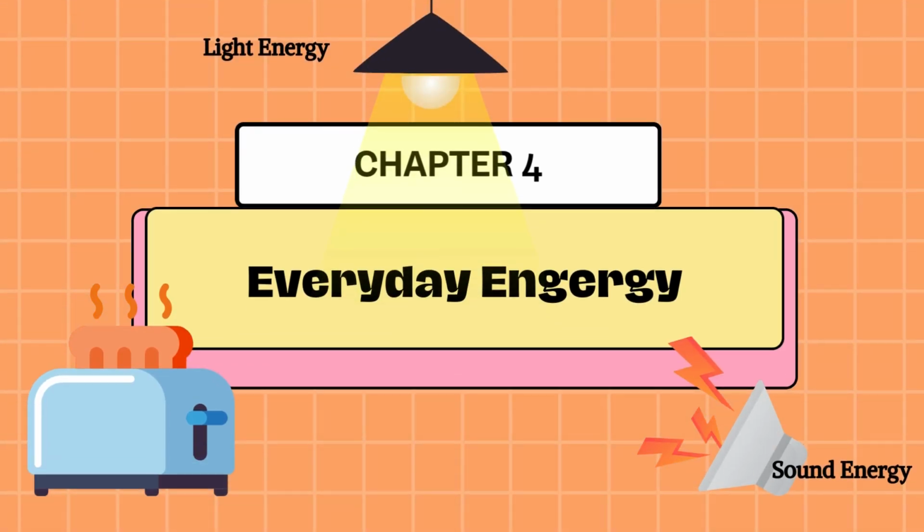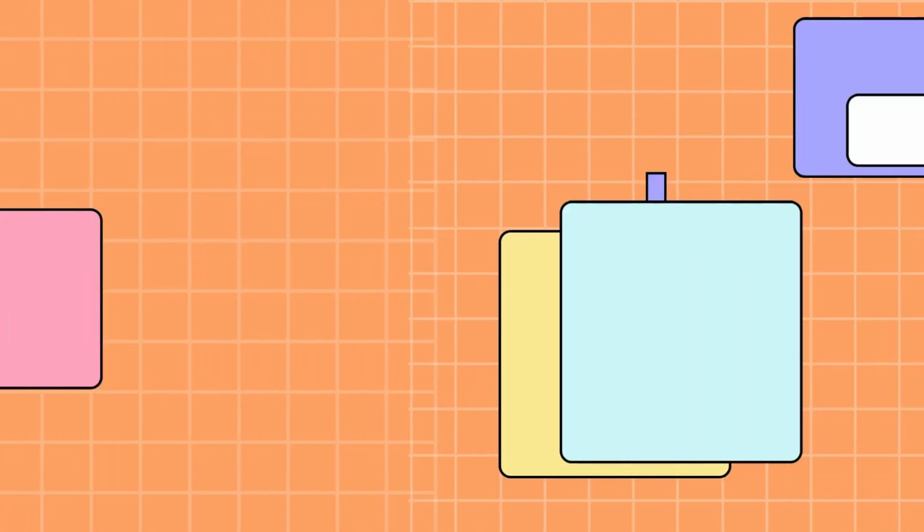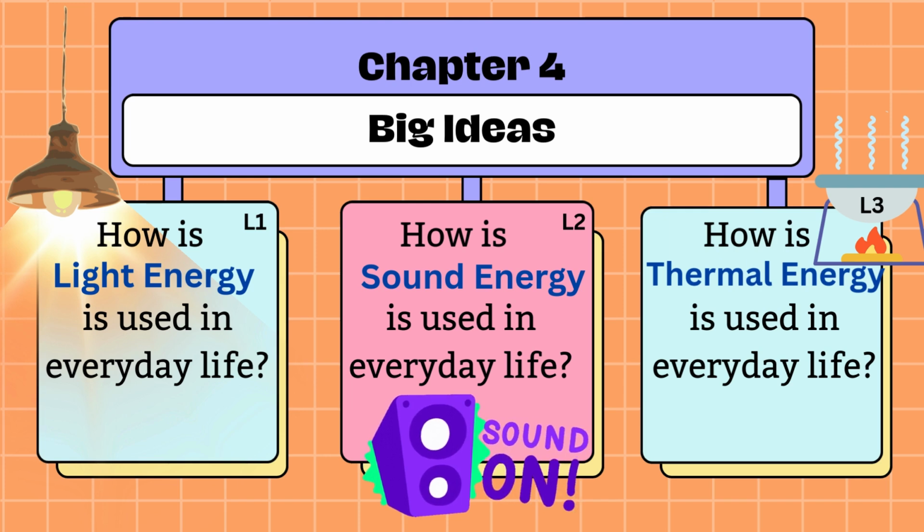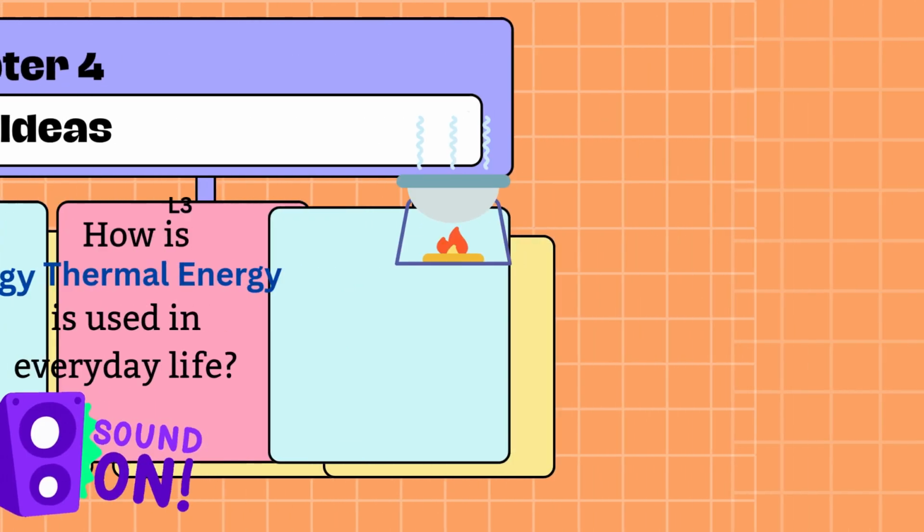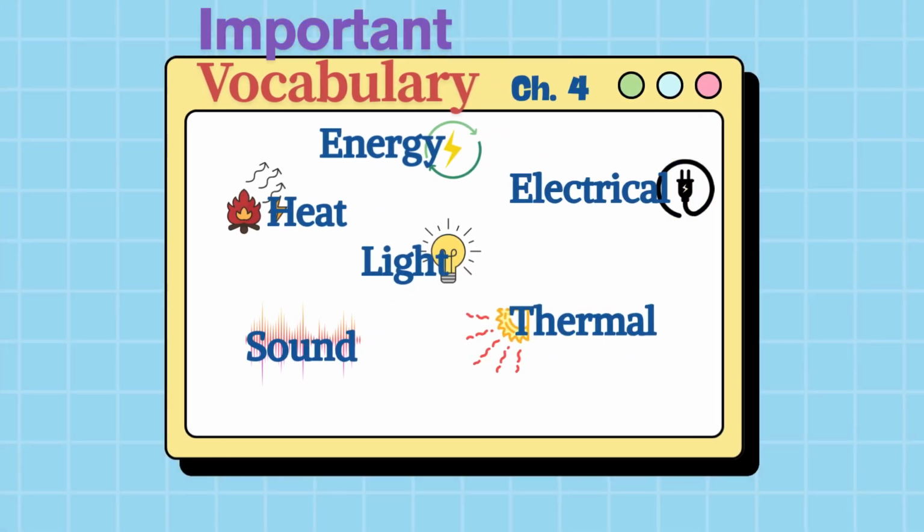In this chapter, students will explore how light, sound, and thermal energy are part of our everyday lives. They'll discover how energy helps us cook, see, stay warm, and even enjoy music. These big ideas help students connect science to the world around them. Students are introduced to essential vocabulary like light, sound, and thermal energy. They'll learn to recognize energy in everyday items like lamps, stoves, and musical instruments.